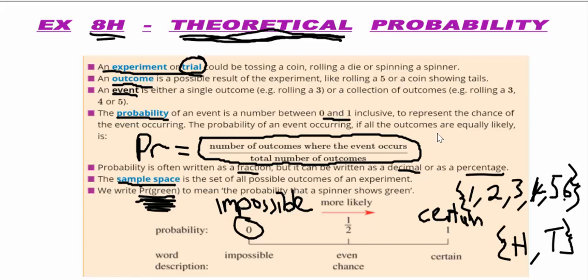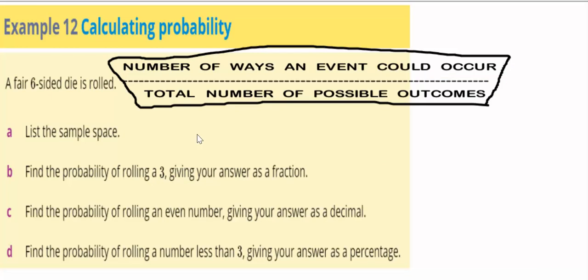This is the key thing, because this is what you're going to be using to answer questions. I have that in the next slide. So what I want you to do is this, and we'll come back and answer it together. A fair six-sided die is rolled. You need to go through these questions. I've got the little formula here for you to use as a reminder. So I'm going to pause this. You need to go away and do it. Make sure you pause it, and when you're finished, we'll press play and we'll cover it together.